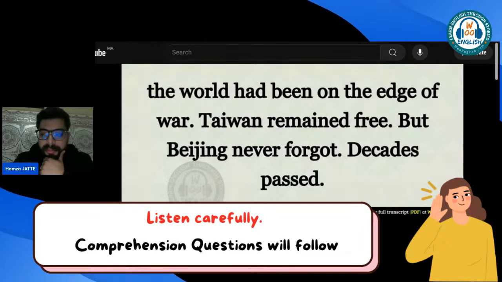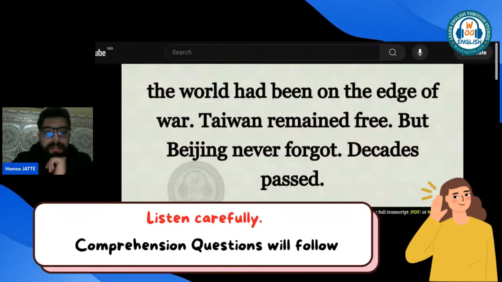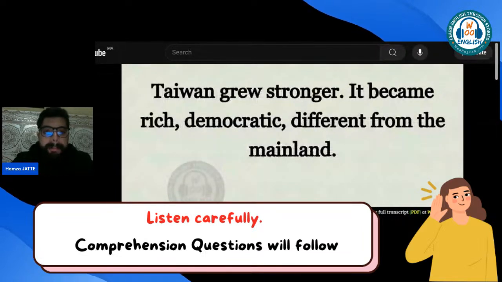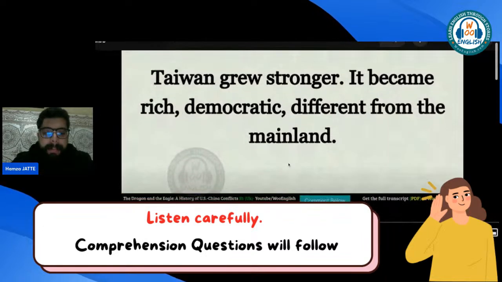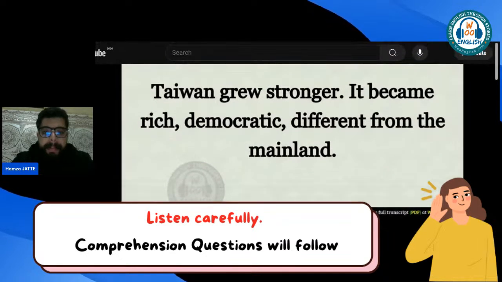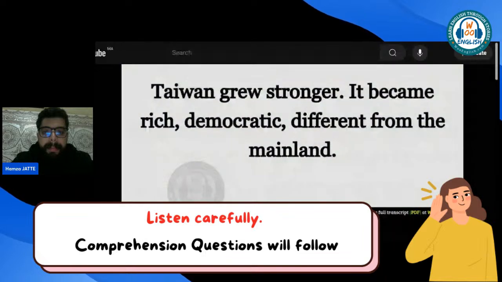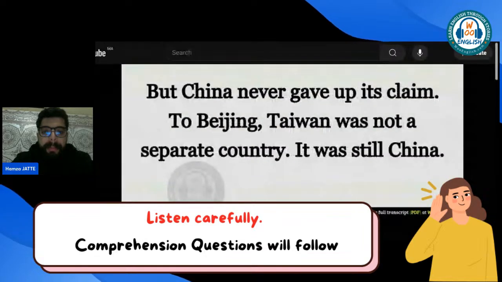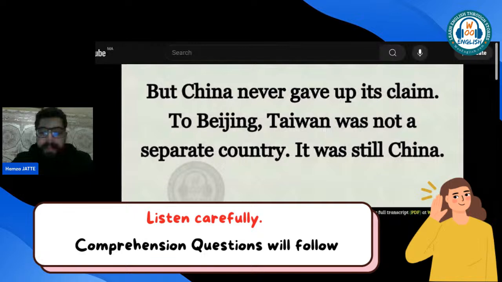3 times, the world had been on the edge of war. Taiwan remained free. But Beijing never forgot. Decades passed. Taiwan grew stronger. It became rich, democratic, different from the mainland. But China never gave up its claim. To Beijing, Taiwan was not a separate country. It was still China.